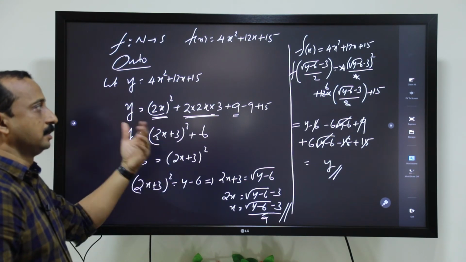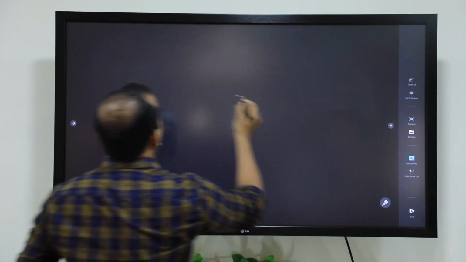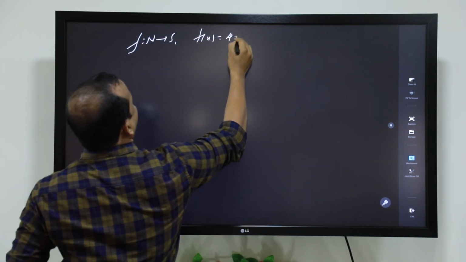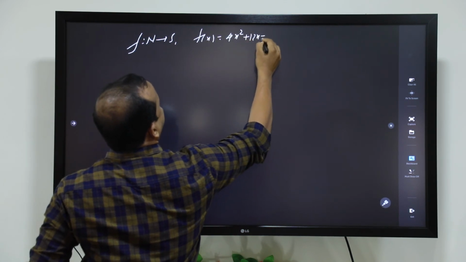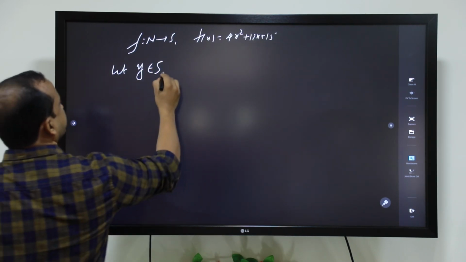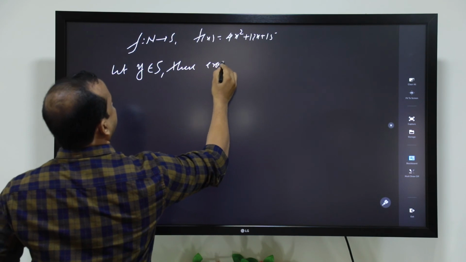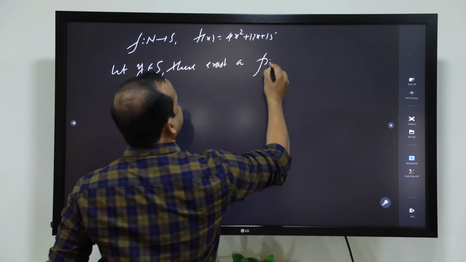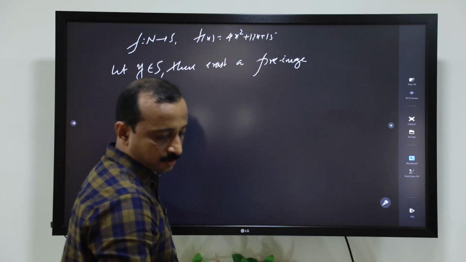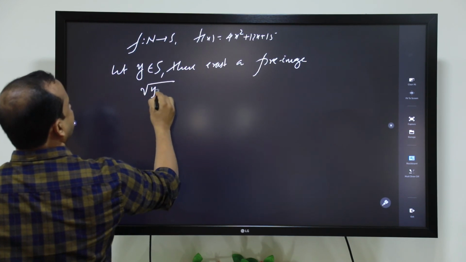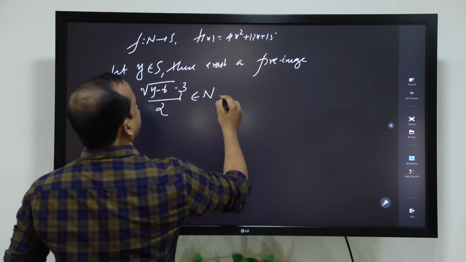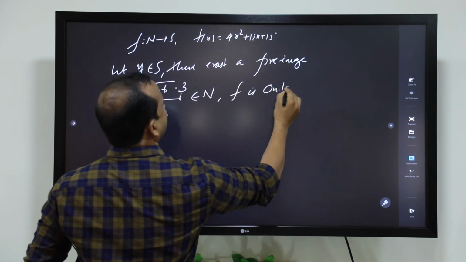Okay, now write the last sentence. f from N to S and f of x is equal to 4x squared plus 12x plus 15. Let y be an element of S. There exists a pre-image. Here what is the pre-image? Root of y minus 6 minus 3 divided by 2, an element of N. And therefore f is onto.